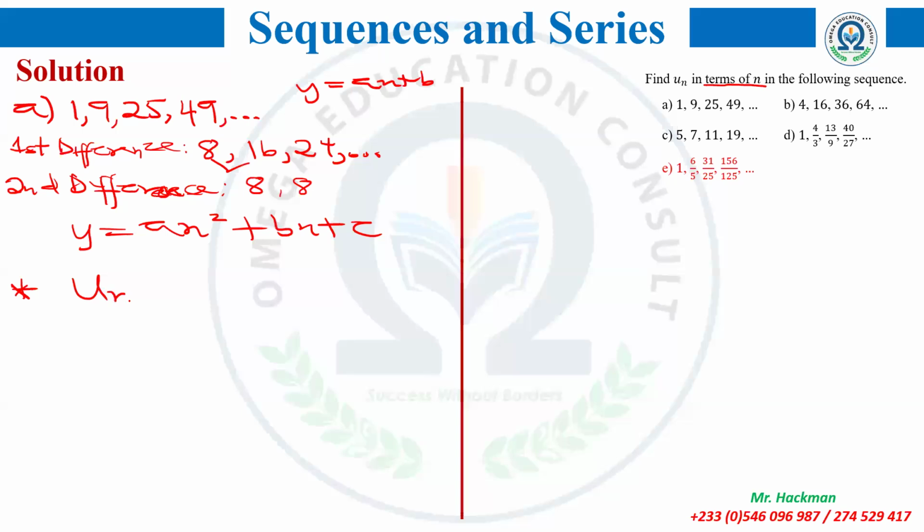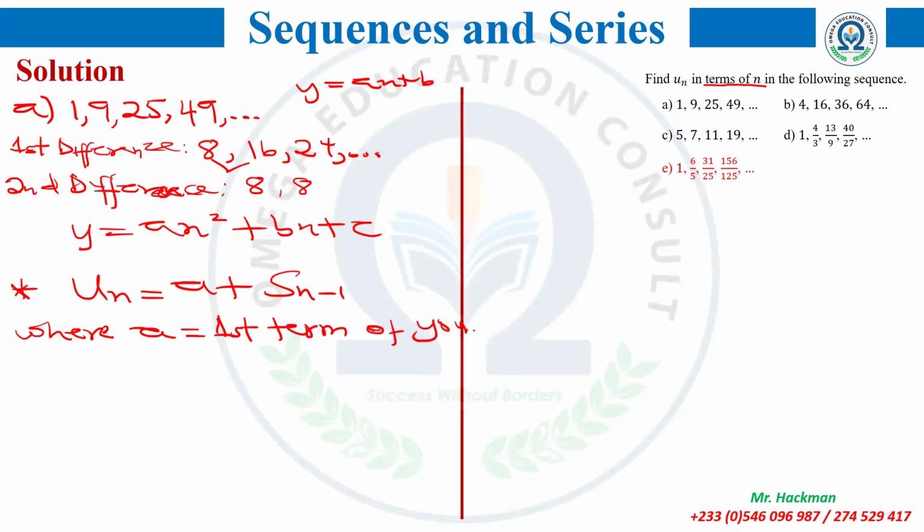Your U sub n will be equal to A plus S sub n minus 1, where, take note, A is equal to the first term of your original sequence. So should I continue? It's equal to first term of original sequence. Original sequence is the given sequence. Is that clear?